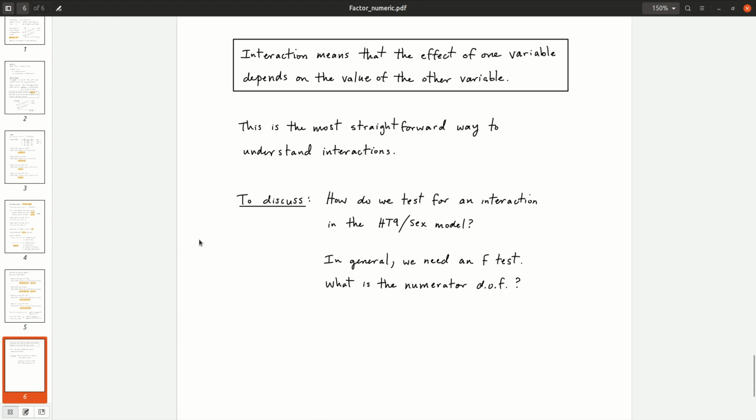Okay, so we haven't talked about testing. So something to discuss in office hours is how would we test for an interaction in this height sex model. And in general, we'll need an F-test to compare the interaction model to the additive model. And what will the numerator degrees of freedom be in that F-test?